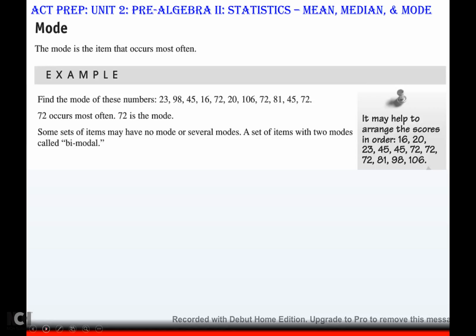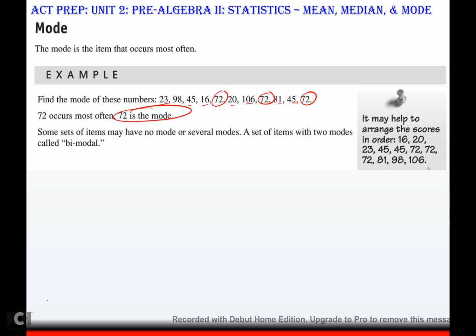Okay? The mode is the item that occurs most often. So there's 123, there's 198, 145, 116. There are 3 72s. Only one of those, one of those, one of those. So my mode is 72 because that's the one that occurs most often.